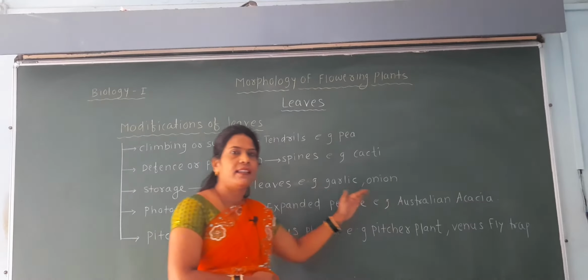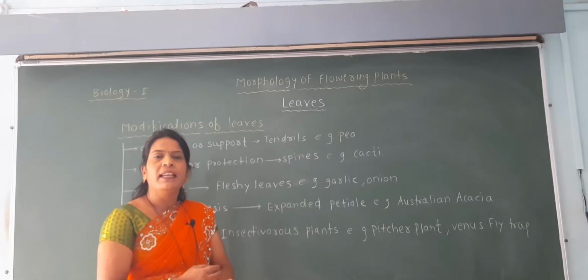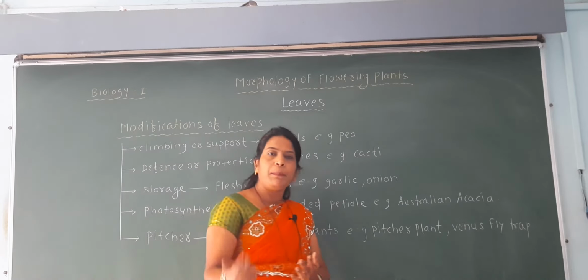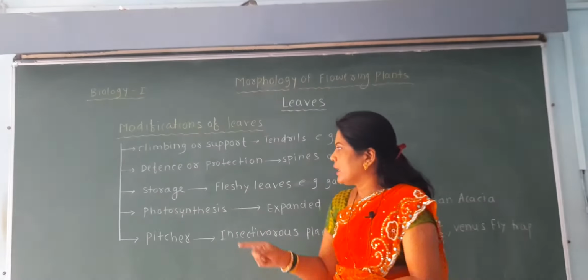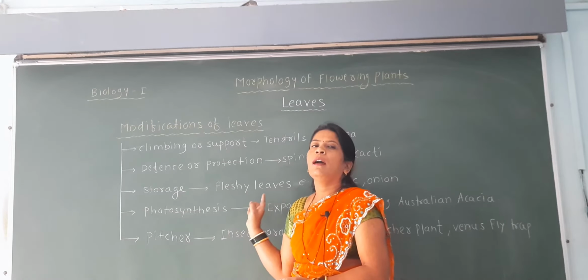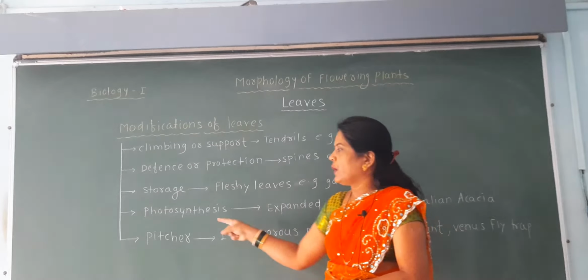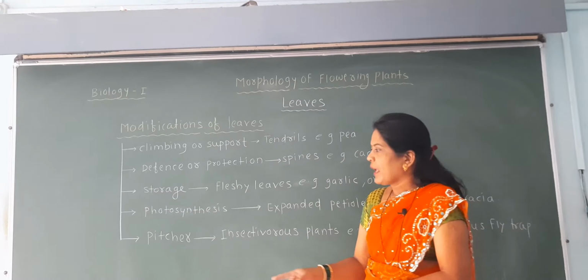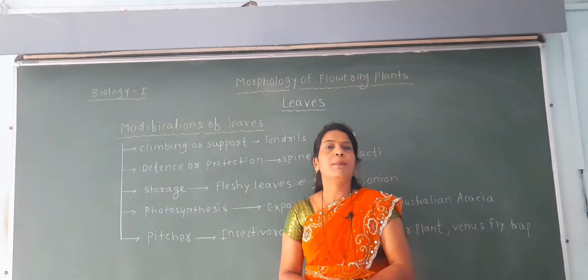In the Australian acacia, the petiole of that leaf gets expanded. It shows a leaf-like structure, and here the example of that petiole or leaf-like structure is acacia, and the function is photosynthesis. And the last modification is given as a pitcher.